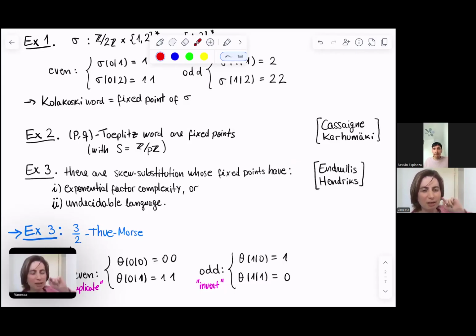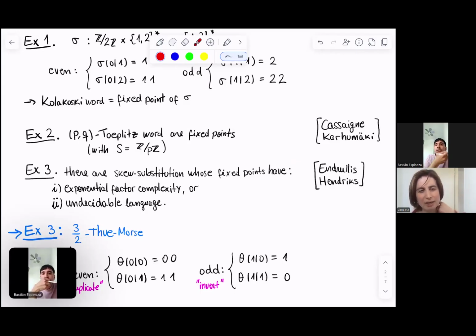Can I ask a quick question? Yeah. So the undecidable example, does it require having an infinite set or something? No, it is a finite set, a large set. I don't know how large, but it is a finite set.